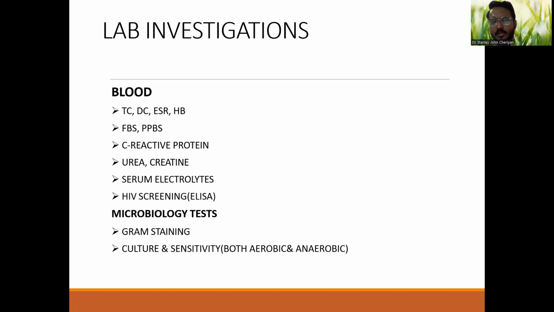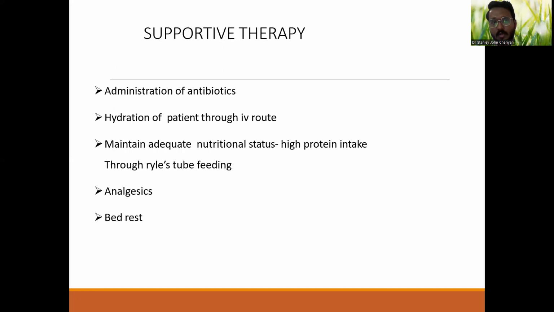Blood investigations usually are required. The normal TC, DC, ESR, C-reactive protein, all of this, and check blood sugar levels. You should also send pus for culture and sensitivity, but you should never wait for the test results. This might take 2 or 3 days. So empirical antibiotics should be started as soon as possible.